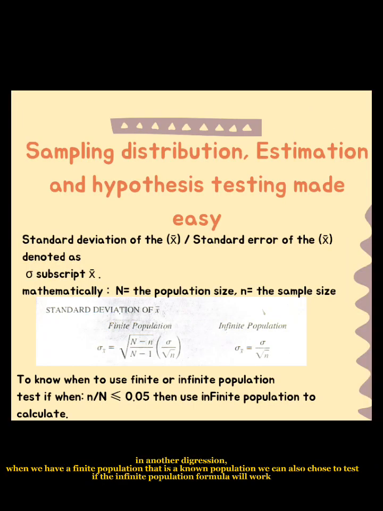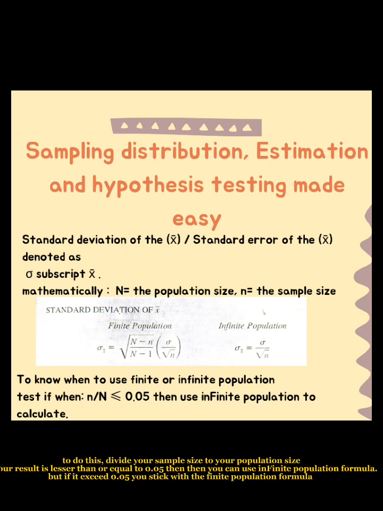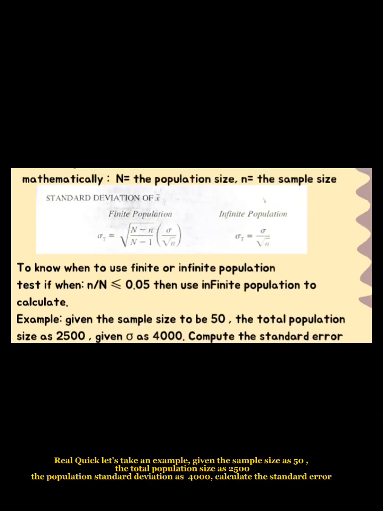In another digression, when we have a finite population, that is a known population, we can also choose to test if the infinite population formula will work. To do this, divide your sample size by your population size. If your result is less than or equal to 0.05, then you can use the infinite population formula. But if it exceeds 0.05, you stick with the finite population formula. Real quick, let's take an example. Given the sample size is 50, the total population size is 500, and the population standard deviation is 4,000.